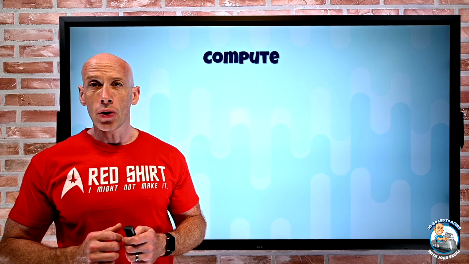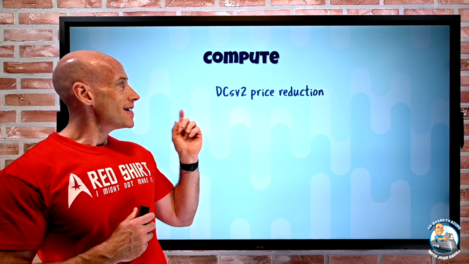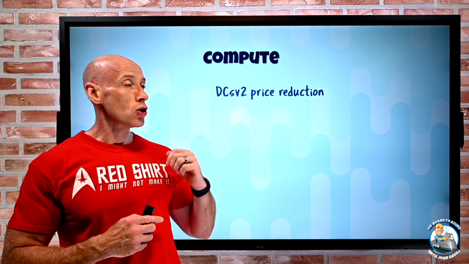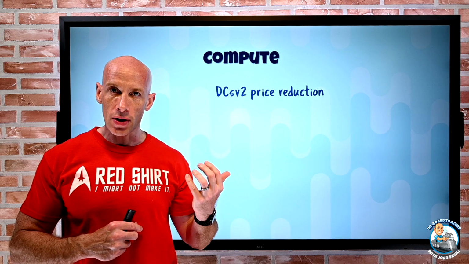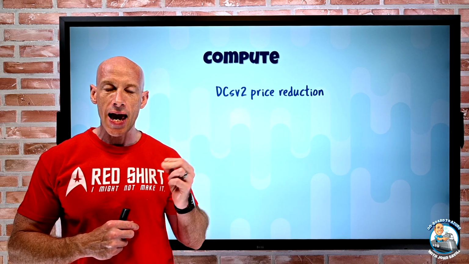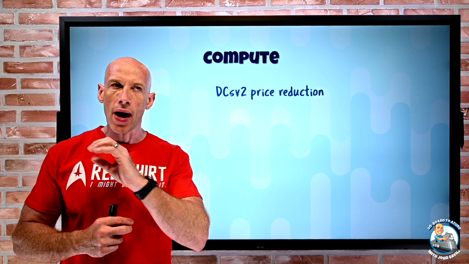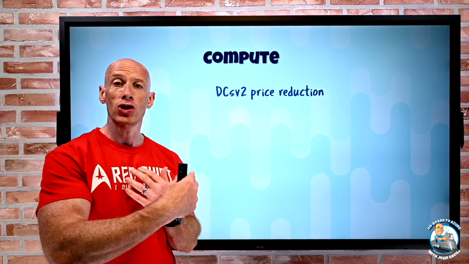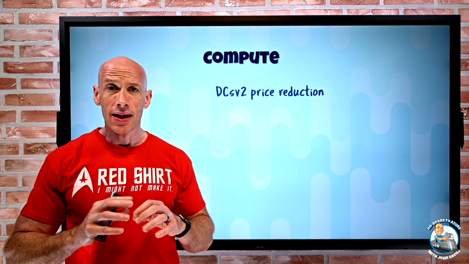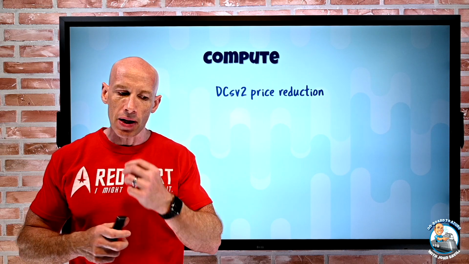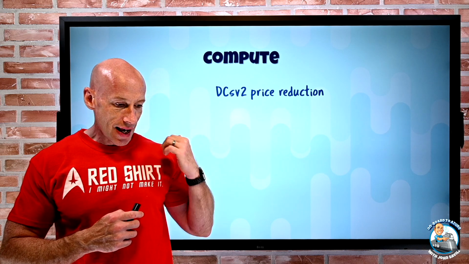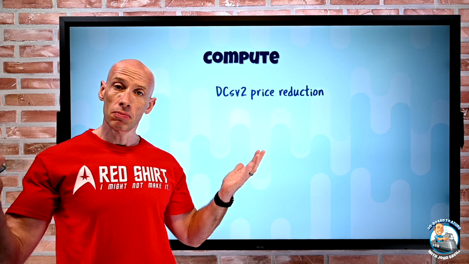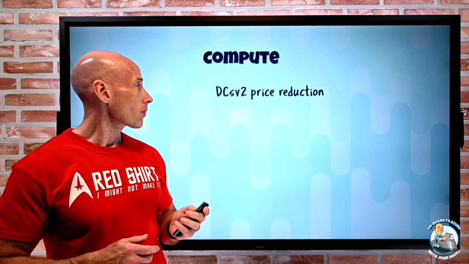New features. On the compute side, really just the DCsv2 had a price reduction. This is the whole secure compute offering. It uses the Intel SGX secure enclaves, where I can write my application to leverage that technology so that data is always encrypted, even when it's being used by the CPU. The offering is now 37% cheaper, so good news if you're using those.